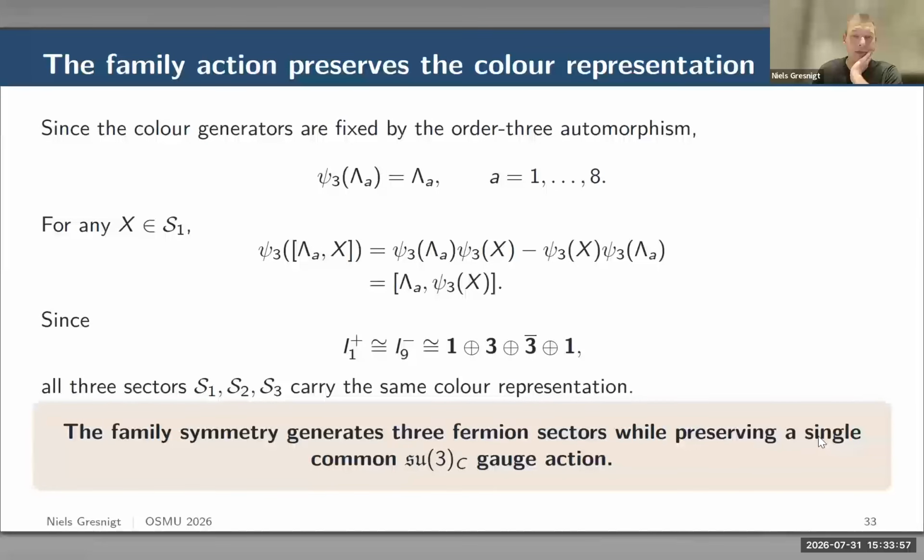And the color, as I mentioned before, the color generators are fixed by the order 3 automorphism. And that means that all three generations are going to transform exactly the same. So we already worked it out for the first generation, and those remaining two generations are going to carry the same color representation.